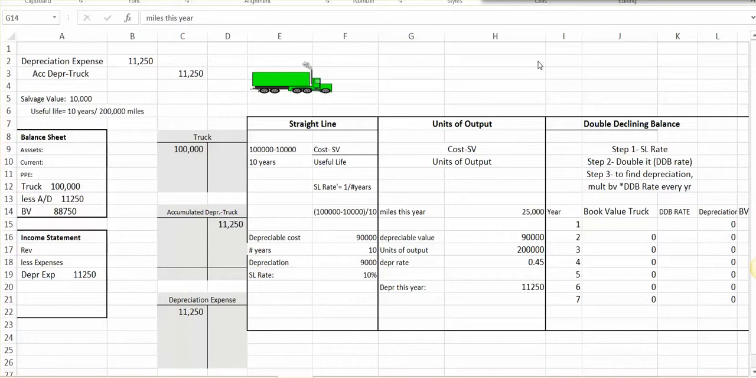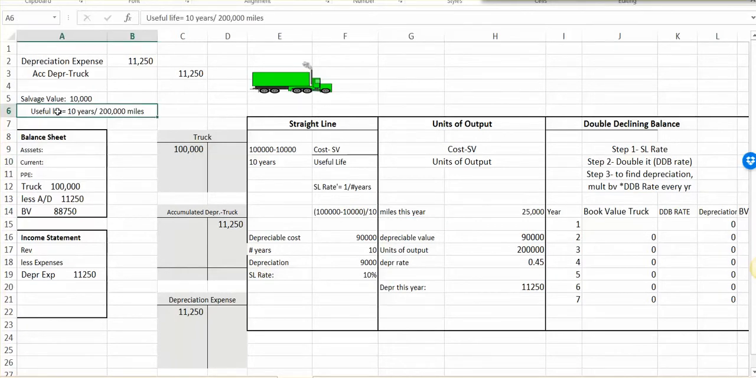The last method of calculating depreciation is called the double declining balance method. The first step is to find your straight line rate, which you already know how to do. It's going to be 1 divided by number of years. Step number 2 is to double that rate. Step number 3 is you're going to multiply the book value of the asset times the doubled rate, DDB, double declining balance rate, for every year. And so let's go through those steps very quickly.